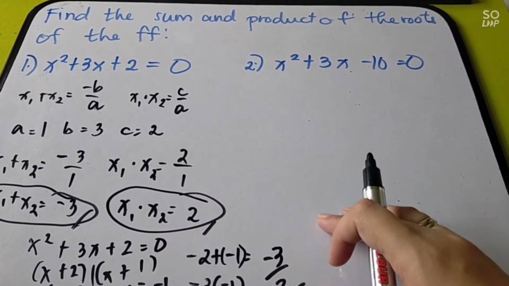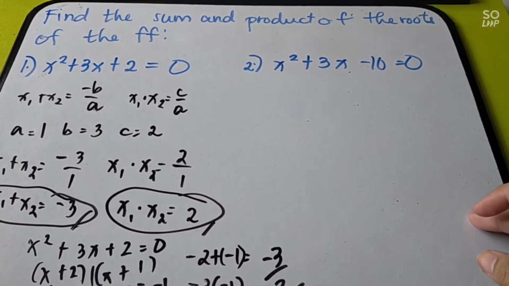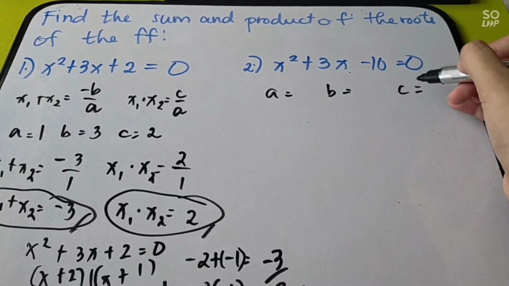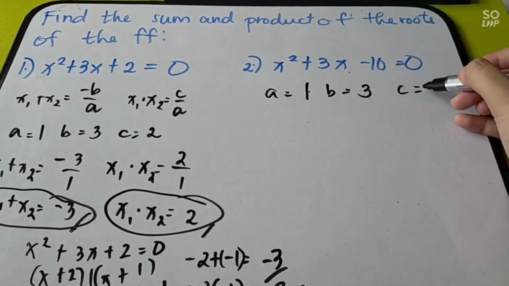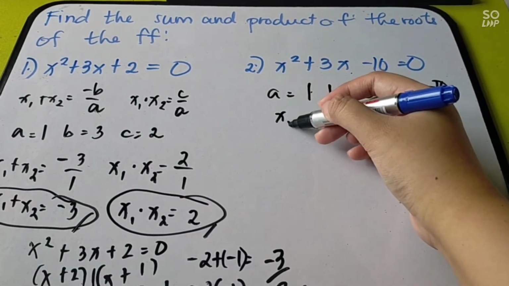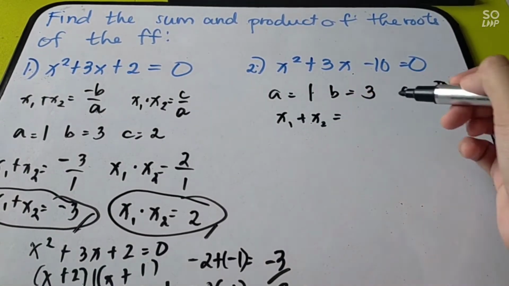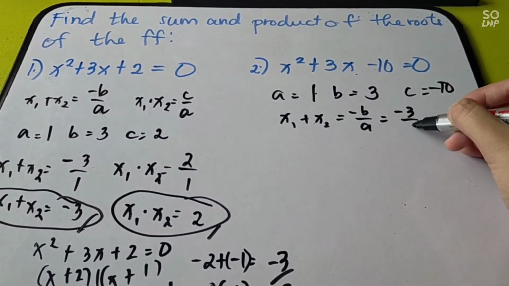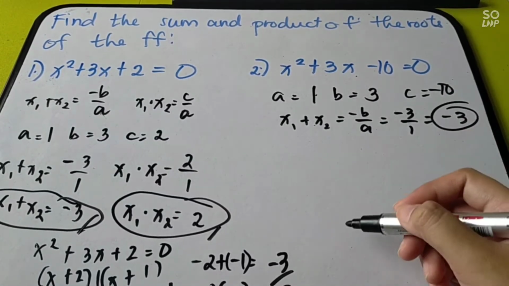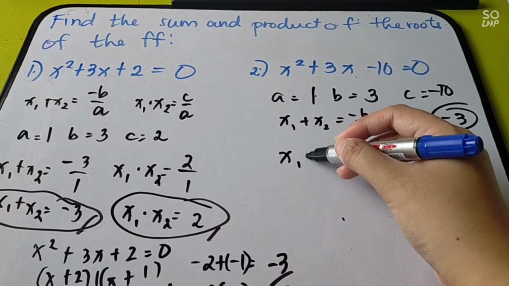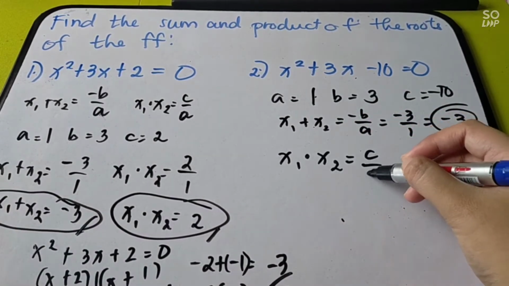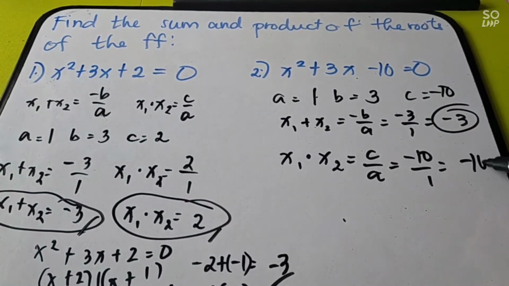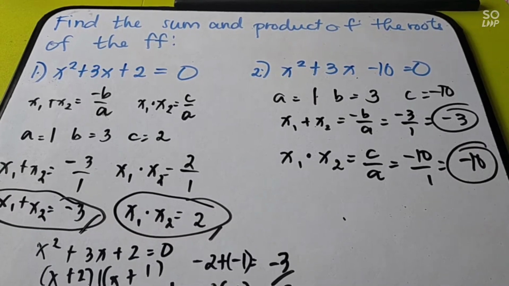So, syempre, wag na natin itong gawin. So, meron ka ng formula, yung formula na lang yung gamitin mo. Diba? So, we have your a, your b, and your c. Your a is 1, your b is positive 3, your c is negative 10. For the sum, x sub 1 plus x sub 2 is equal to negative b over a, that is negative 3 over 1. It is equal to negative 3. That's the sum. For the product, x sub 1 times x sub 2 is equal to c over a. Your c is negative 10 over 1. Negative 10 divided by 1, we have negative 10. We're done. So, ganun lang siya kasimple.